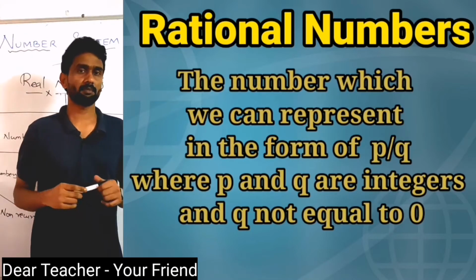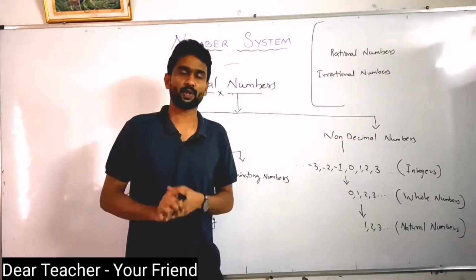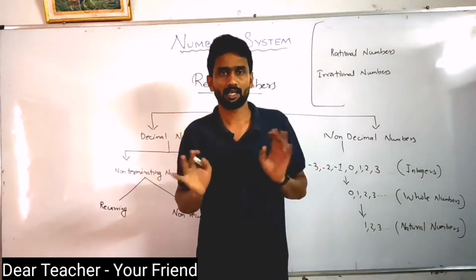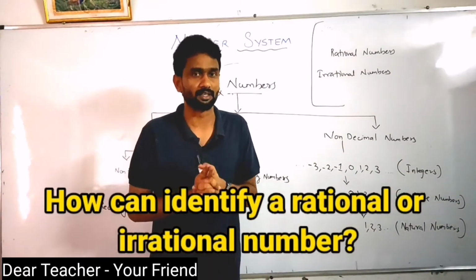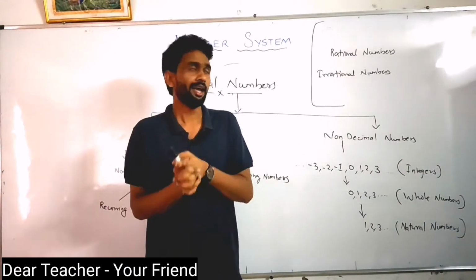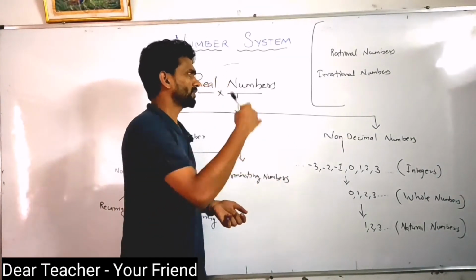Then what is irrational numbers? Irrational numbers are numbers which we cannot write in the form of P by Q. Okay. Leave it, rational and irrational. How can I identify a rational and irrational number? That we need to learn first. So the concept is very important. After that, we can learn the definition and all.